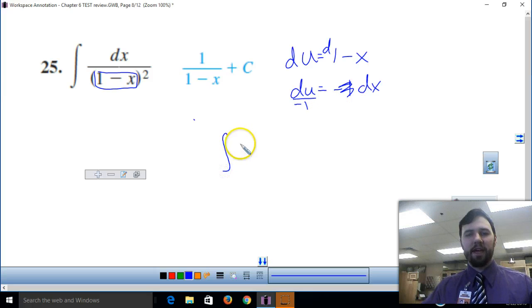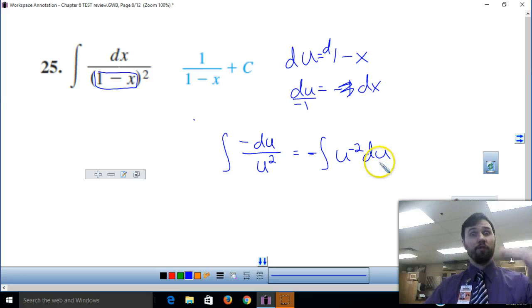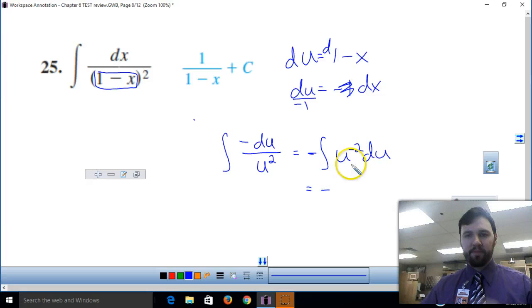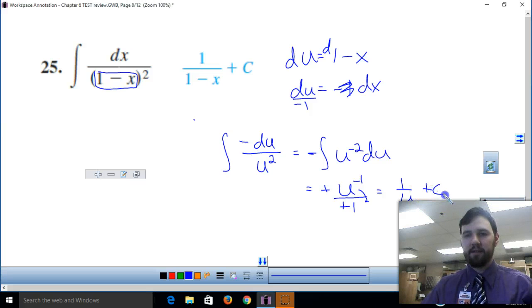I'm ready to go. So I take my antiderivative. Now I plug in du over negative 1 for dx, so negative du for dx over u squared. Okay. So I'm going to convert this to u to the negative 2, pull my negative out in front, du, because we got to bring that u from the bottom, right? So I get negative u, negative 2 plus 1 is negative 1, over negative 1. So that just becomes negatives cancel. And I'm going to move that u back to the bottom, 1 over u, plus c. Now I'm going to go ahead and plug in my original u, 1 over 1 minus x plus c. That's my final answer.